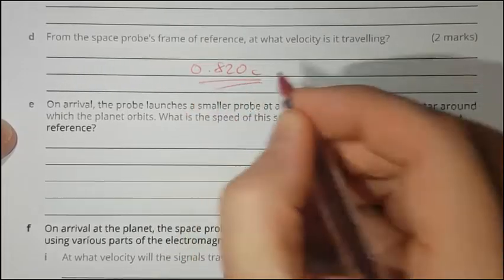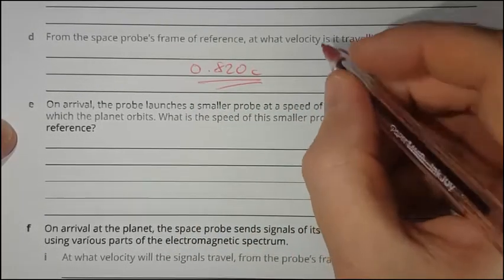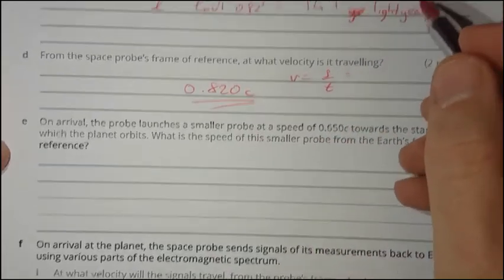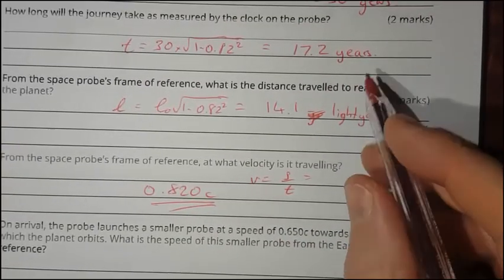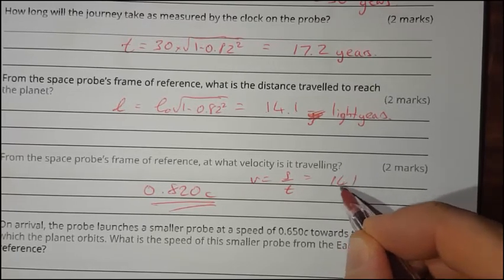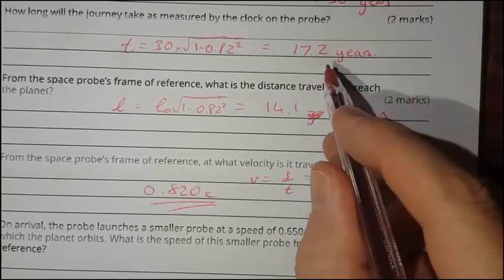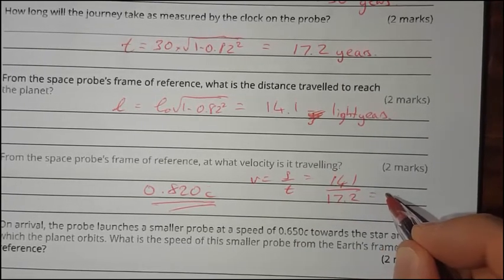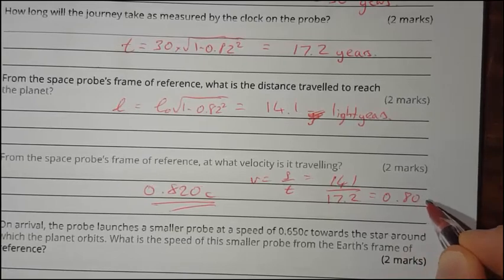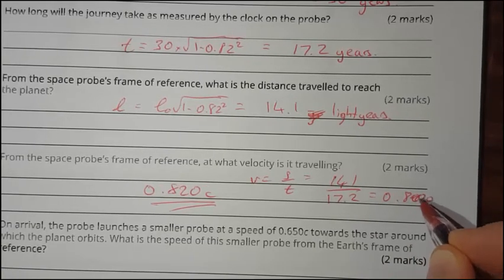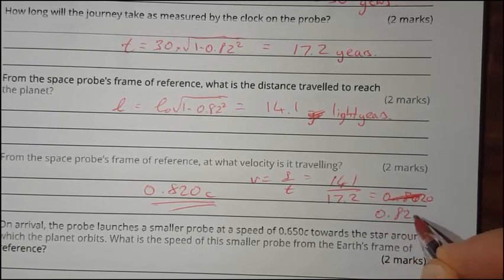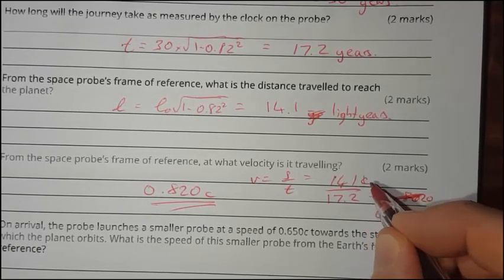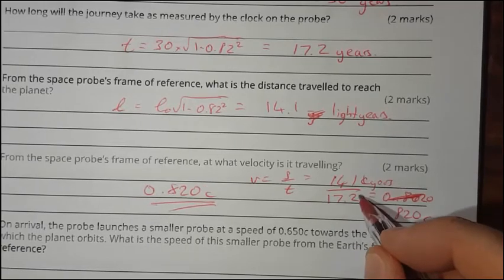0.820 c. The other way you can look at it is you can say, well, velocity is distance over time. You now know up here, you've figured out what that distance is, 14.1. And you also now know what the clock's reading on top of that, on board that ship. And you do that, you'll still get 0.820 c. Let's write that a little bit neater. Because that one there will be light years, so c years. And this will be in years.